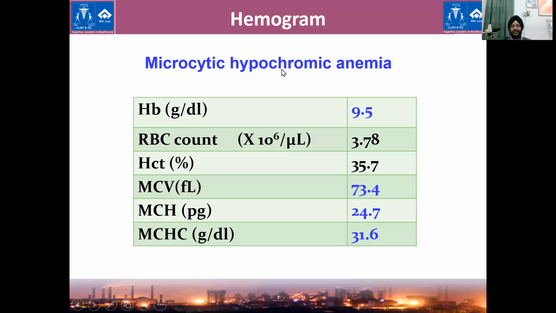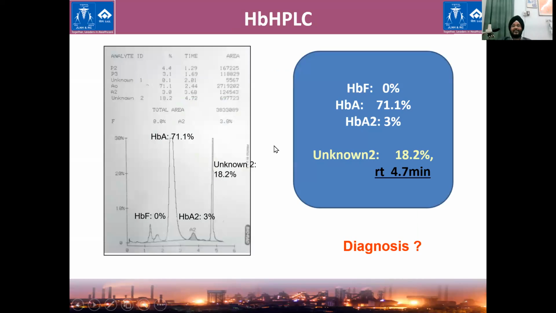So microcytic hypochromic picture, Hb of 9.5, MCV low. The most common thing that comes to mind is iron deficiency anemia, but an HPLC is done as a part of routine. So we did an HPLC and we got an unknown peak. This is an unknown peak and the retention time is 4.7.